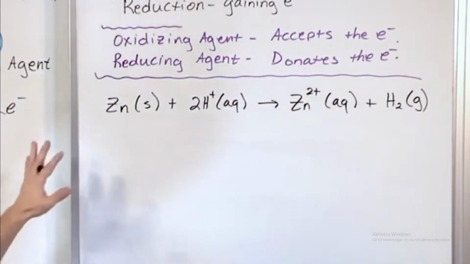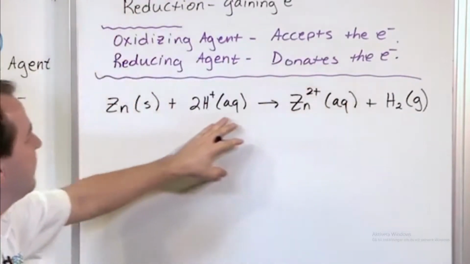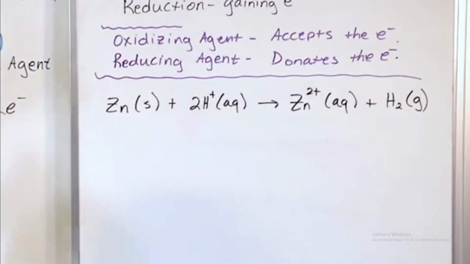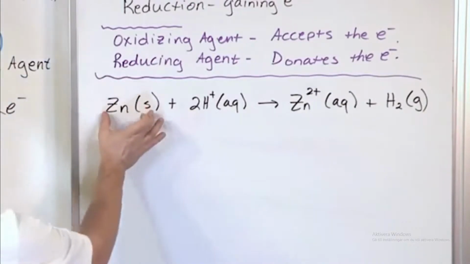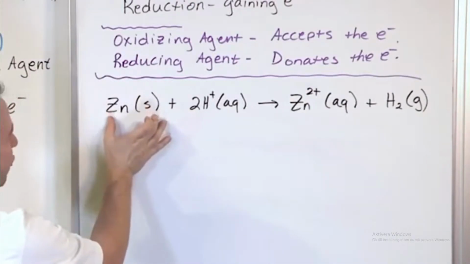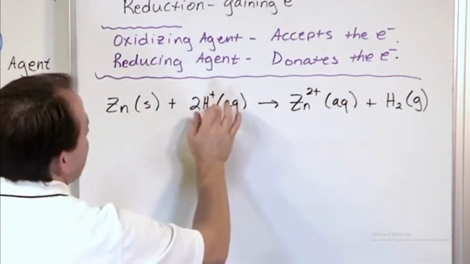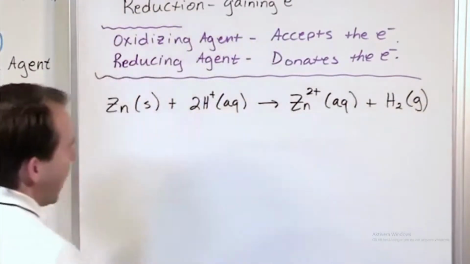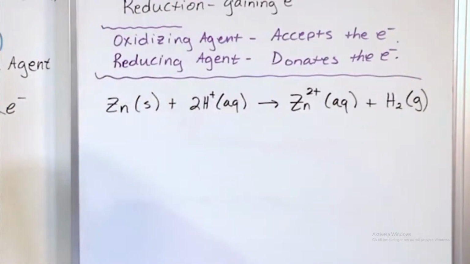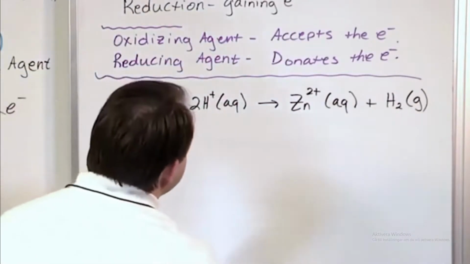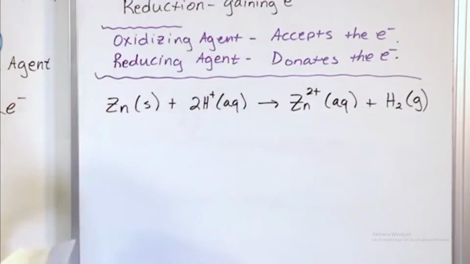But what we're left with when we see this net ionic equation is just the species that are actually participating. And what we can see here is that this zinc goes from a neutral atom into having a positive charge, and this hydrogen goes from having a positive charge into being a neutral gas. That's what's happening here.